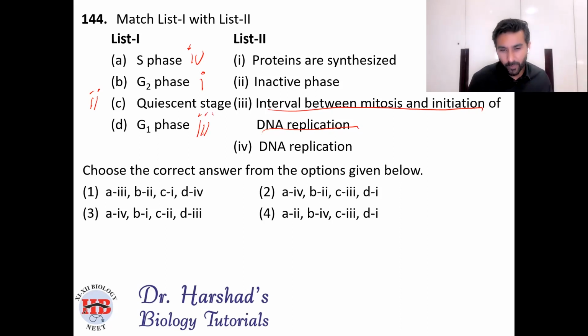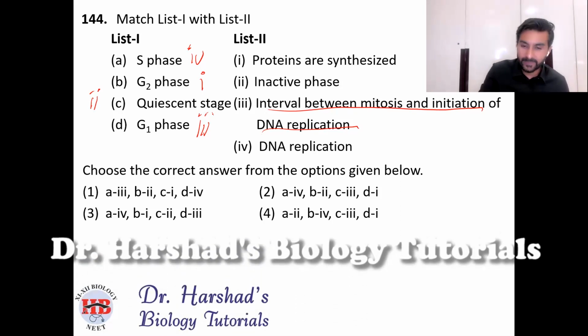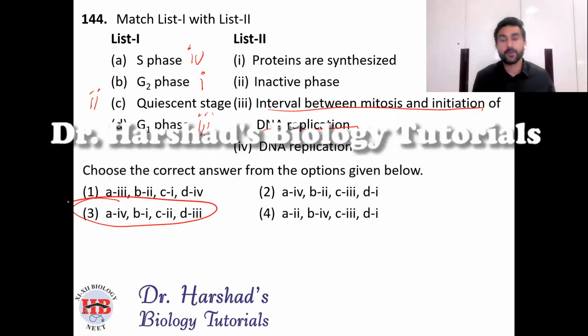So A4, B1, C2 and D3. That would be our answer. That is option number 3.